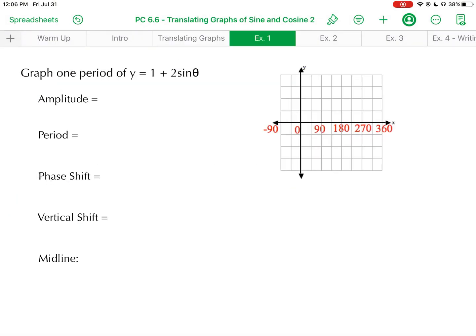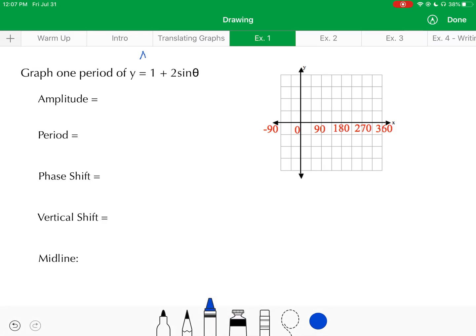Okay, so now let's go ahead and graph some equations ourselves, all right? So graph one period of y equals 1 plus 2 times sine of theta, all right? So based off of this equation, I would say that my a value is 2, my b value is 1, the h value is 0, and the k value is positive 1, all right? So the amplitude is going to be based off of that a value. It's 2 units.